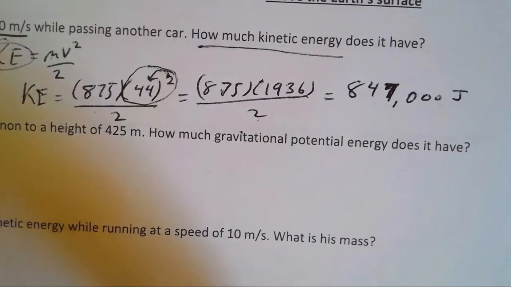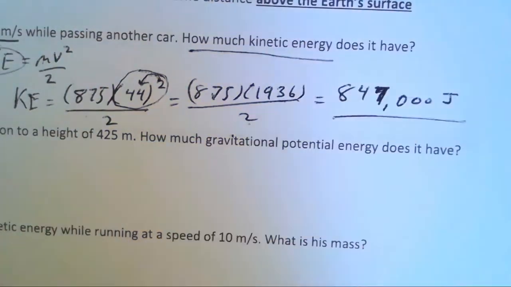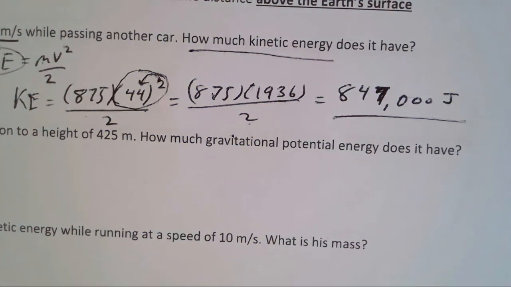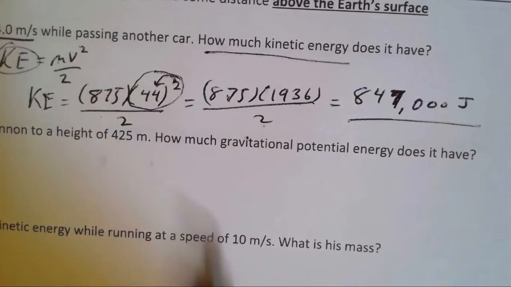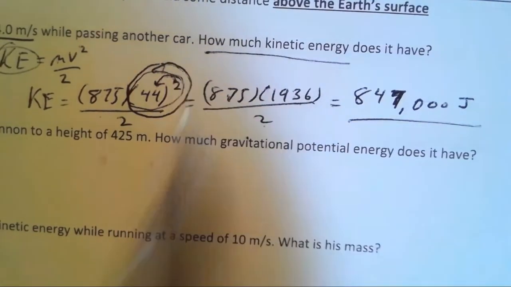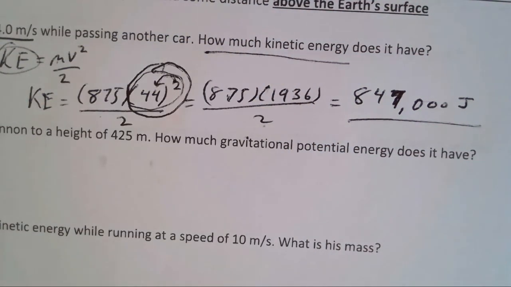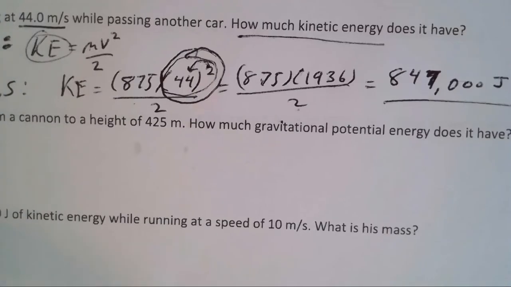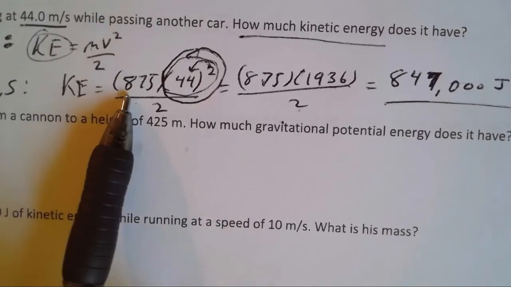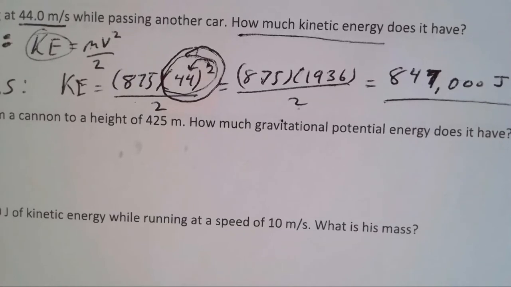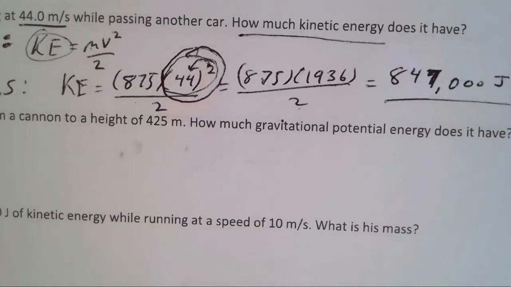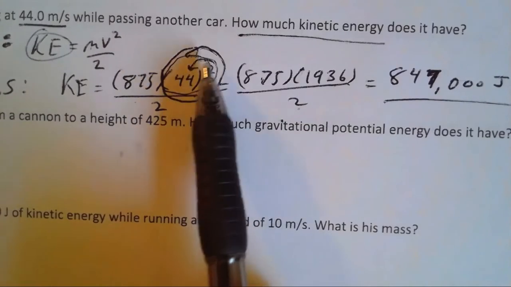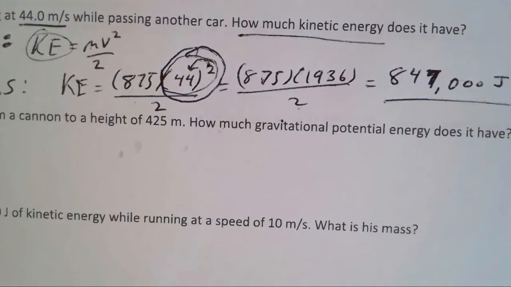The unit is joules. So this car is moving at 44 meters per second, and when it's doing that, it has 847,000 joules of kinetic energy due to its mass and due to its speed. Notice here, really important point, since the speed is squared, the speed definitely has a greater effect on the kinetic energy than the mass does. The mass certainly has an effect. It's in the equation. The greater the mass, the greater the kinetic energy. But speed has a much greater effect because the speed gets squared in the equation. Don't ask me why that is. It just is.